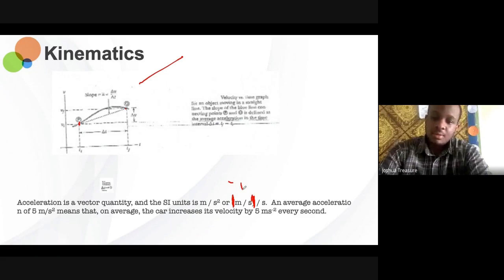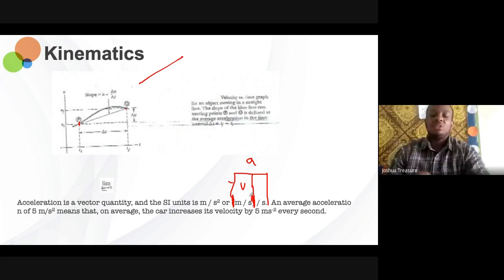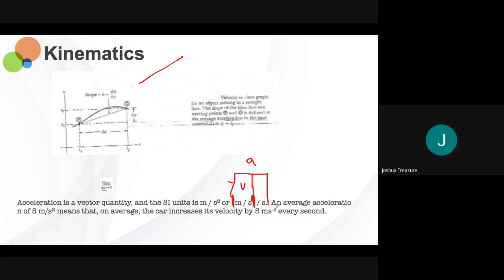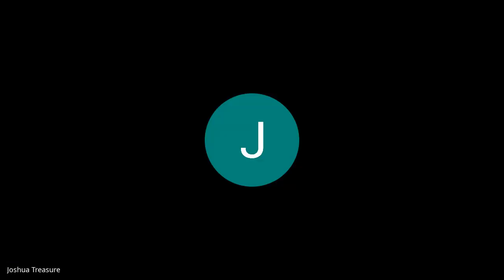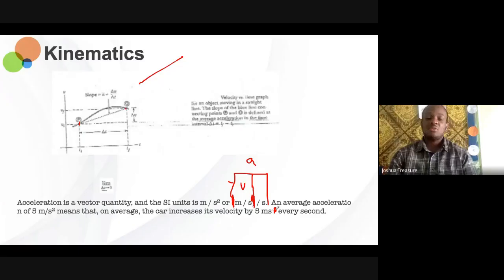Velocity, right? And if you further divide it by seconds, again, you would get acceleration. That's what we're trying to say for this particular slide. So this section here is for velocity, but the entire thing is acceleration. So an average acceleration of 5 meters per second squared means that on average the car increases its velocity by 5 meters per second every second. That's what we're trying to say for this slide.